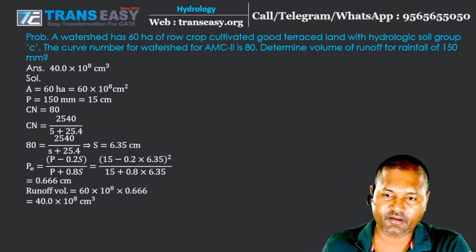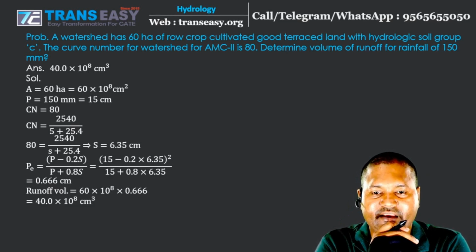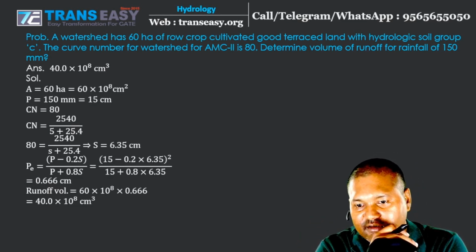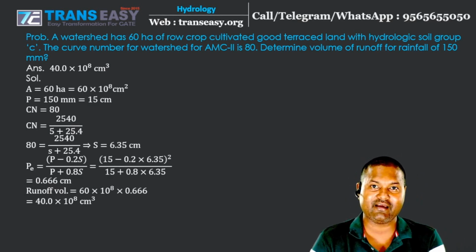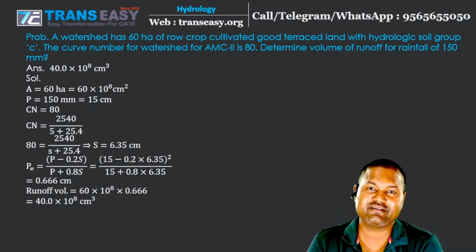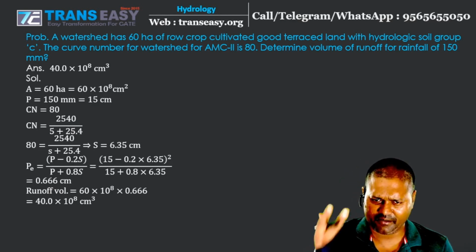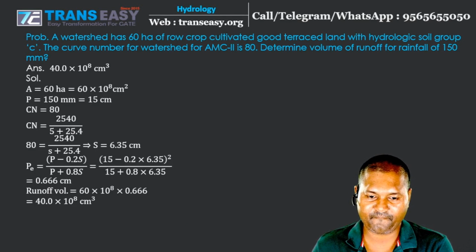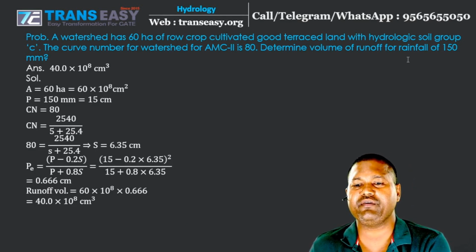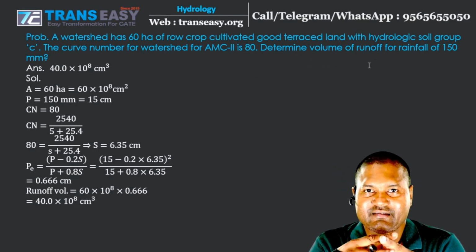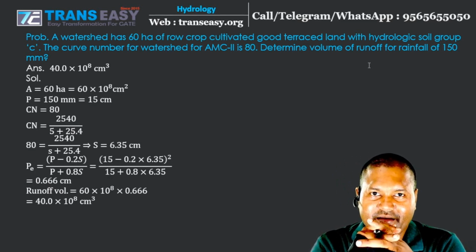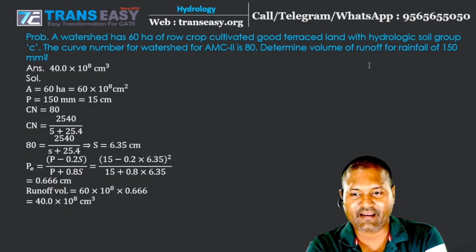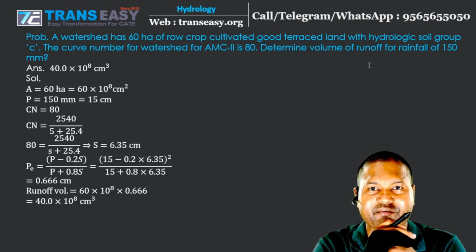This is a very simple problem. Dear students, a watershed has 60 hectare of row crop cultivated good terraced land with hydrologic soil group C. Everything is becoming clear now, right? Cover, use, soil condition, AMC will also be available. The curve number for the watershed for AMC 2 is 80. Determine the volume of runoff for rainfall of 150 mm. Area 60 hectare. Curve number under AMC condition 2 under the given land use and cover. Rainfall 150 mm. We have to find out how much excess runoff we will get from this.